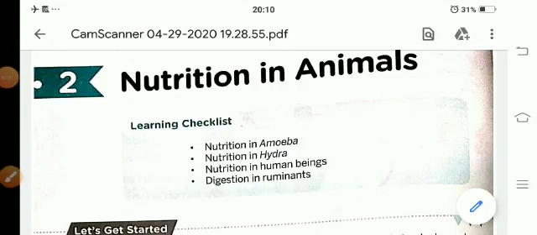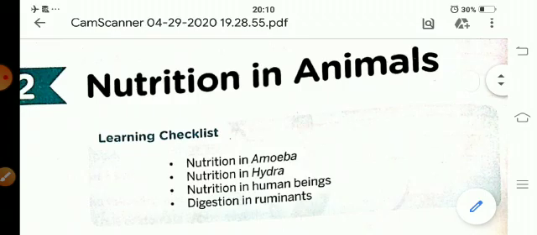Welcome students, the second class of science and lesson 2, nutrition in animals. You have learnt about the types of nutrition in plants in the previous class. Okay, now we study about nutrition in animals.